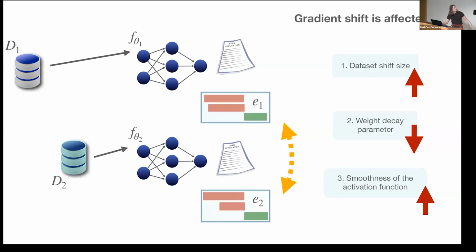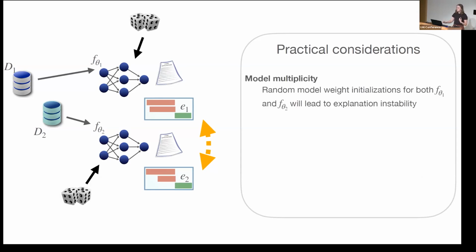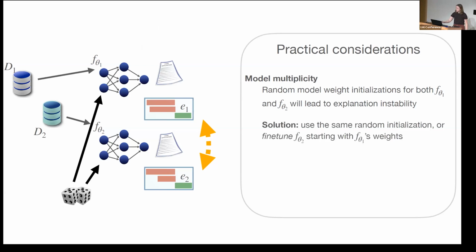So to recap, we identified these three factors. Before diving into how we validated this empirically, there are a few more practical considerations. The first one is model multiplicity. There's been previous work showing that if you train multiple neural networks with different random initializations, even if everything else is the same, you might end up with very different models and very different explanations.